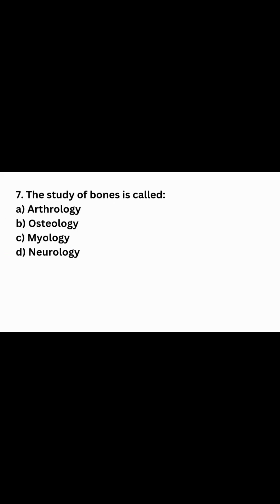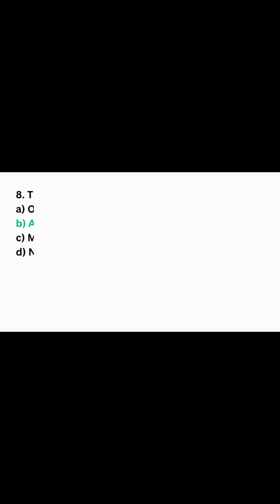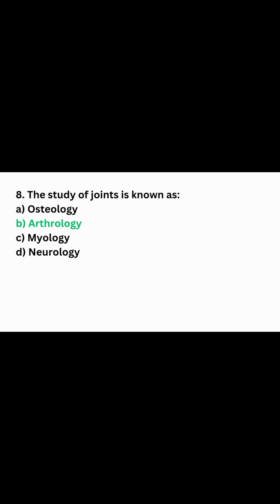The study of abnormal development of tissues and organs is. The correct answer is teratology. The study of bones is called. The correct answer is osteology. The study of joints is known as. The correct answer is arthrology.